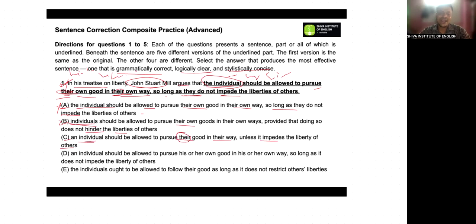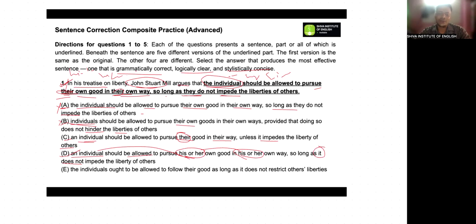Option D says an individual should be allowed to pursue his or her own good in his or her own way, so long as it does not impede the liberties of others. This seems appropriate as it replaces the pronoun in the proper sense, isn't it? The words his or her should be used instead of their, and instead of they, we are supposed to use it. So I can consider option D the perfect one, right?